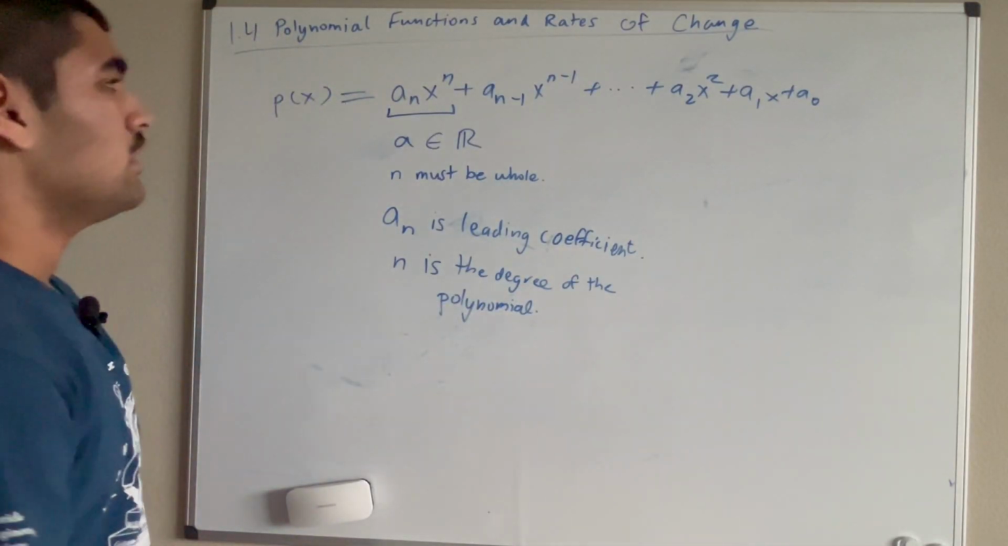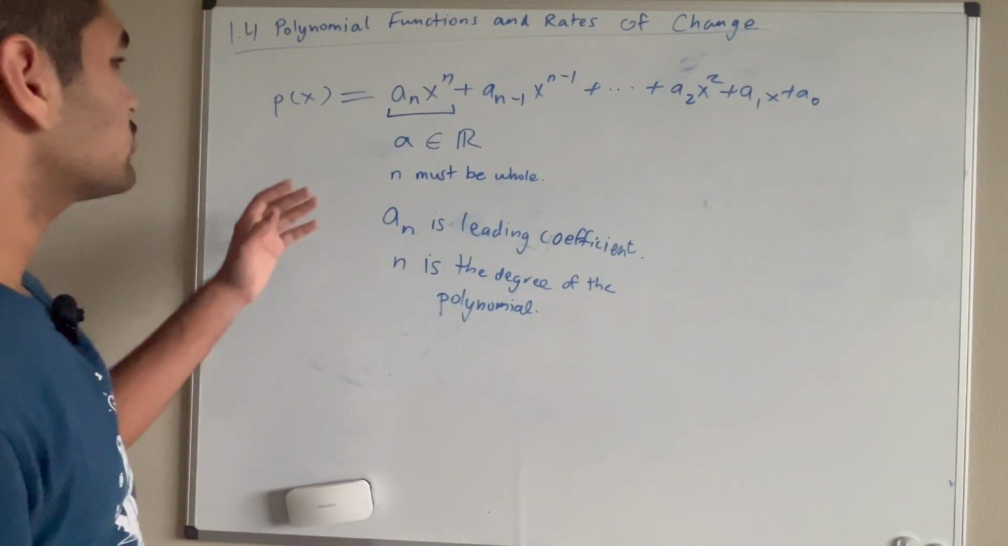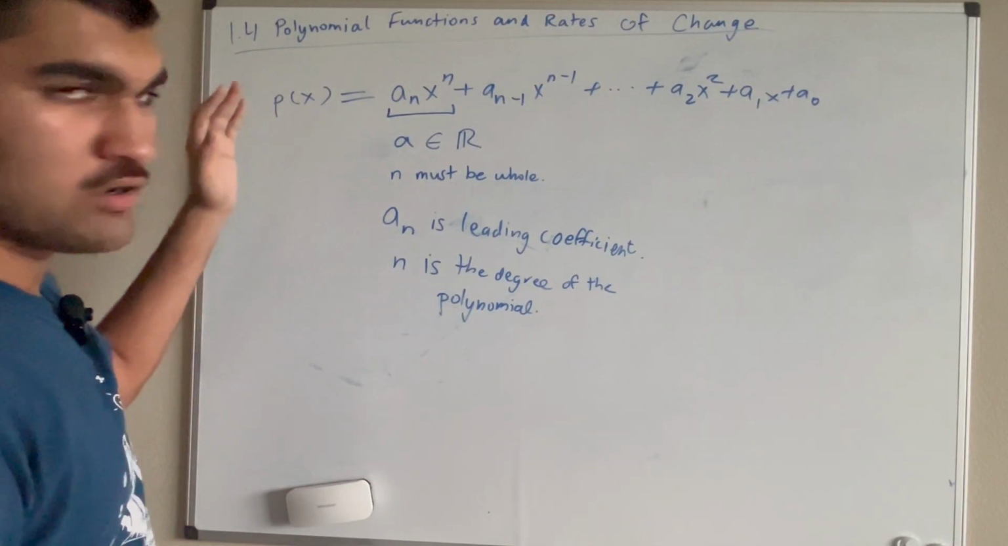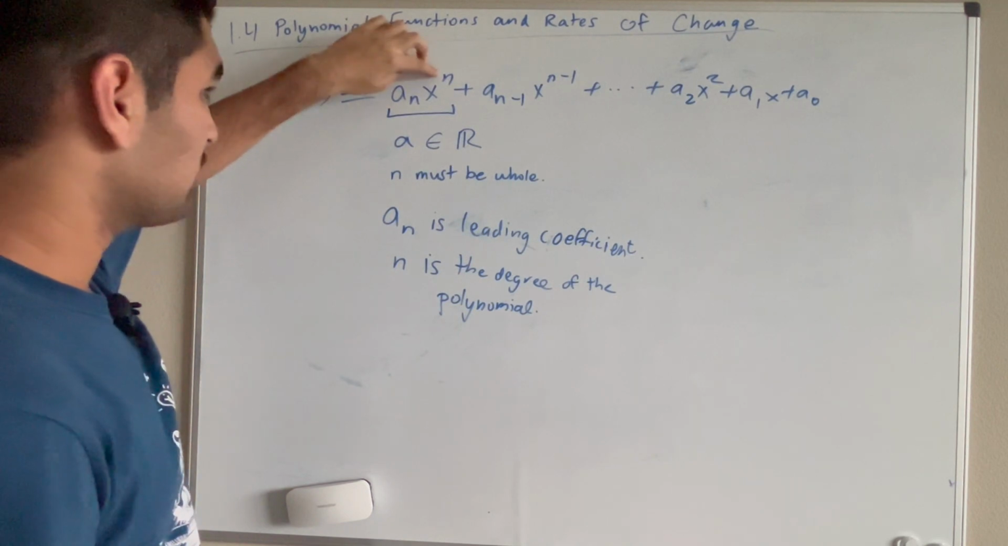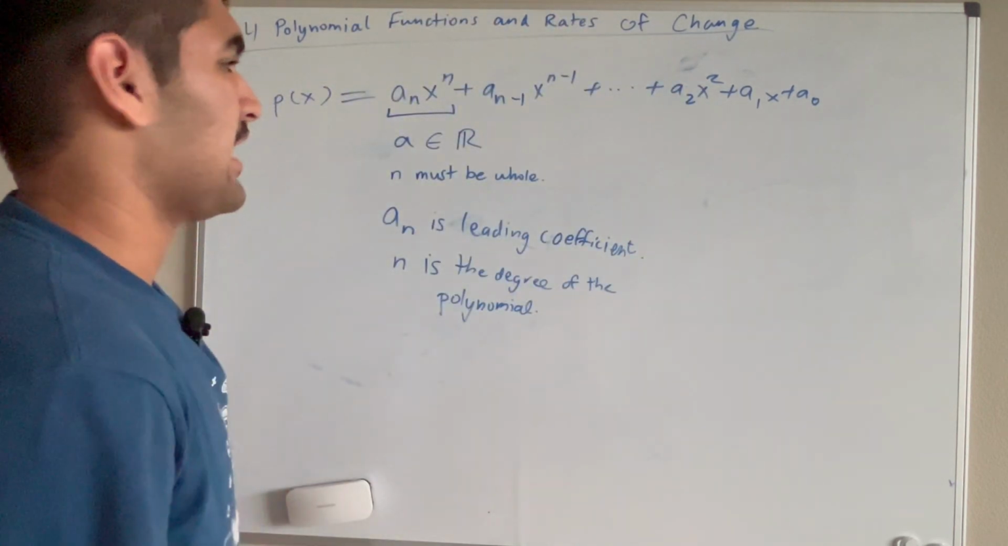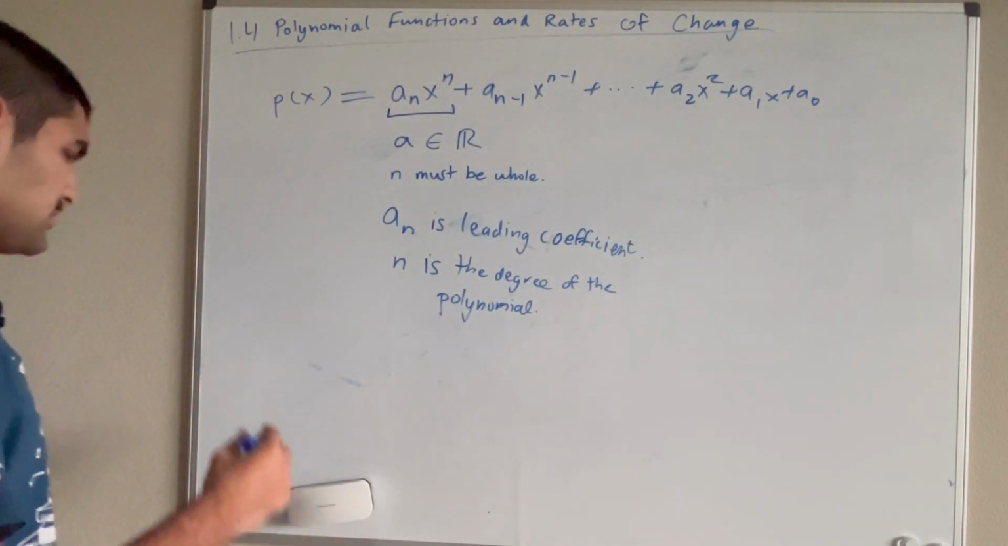Okay, and you're supposed to write polynomials in order of degree greatest to least. So the degree starts with the greatest degree and then it goes down. So let's do some examples.